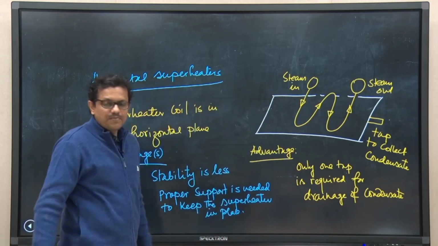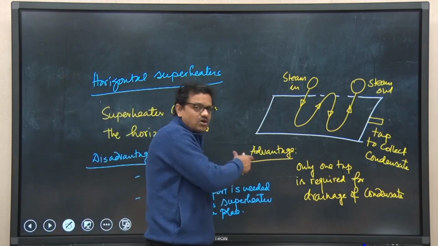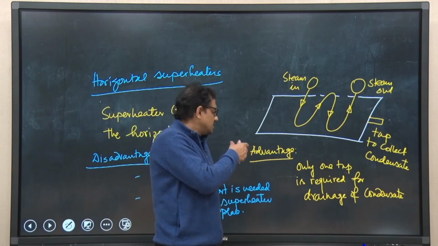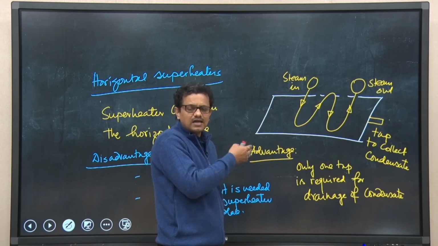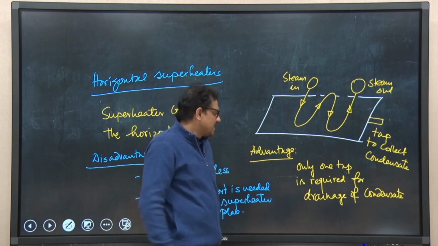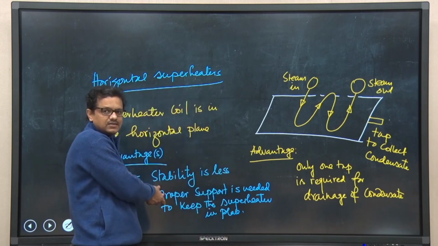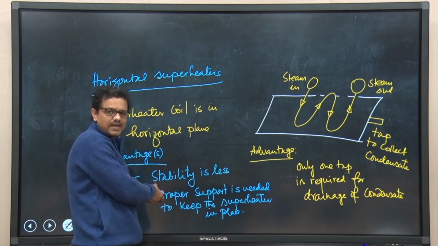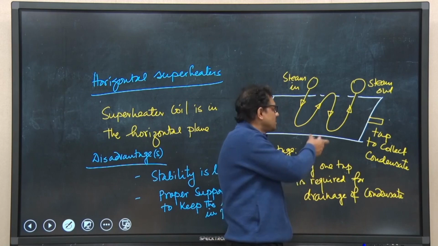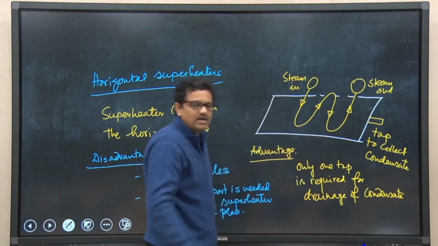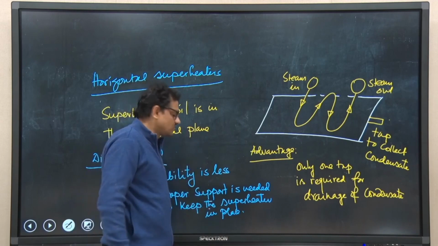But despite these disadvantages, since drainage is not that difficult in the horizontal superheater, horizontal superheaters are preferred over vertical superheaters. In vertical superheaters, drainage of the condensate is really a difficult task. We need multiple taps and that is also not easy. So, despite stability being less, using only one tap we can collect condensate, and horizontal superheaters are preferred.